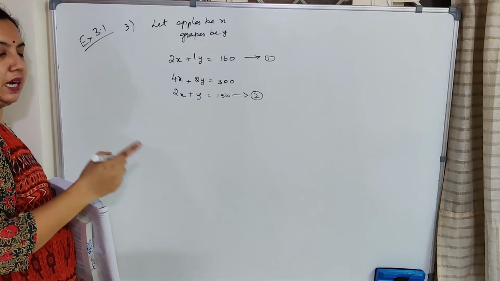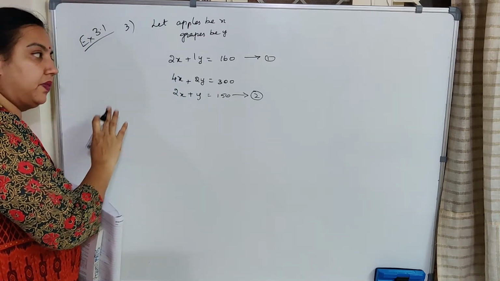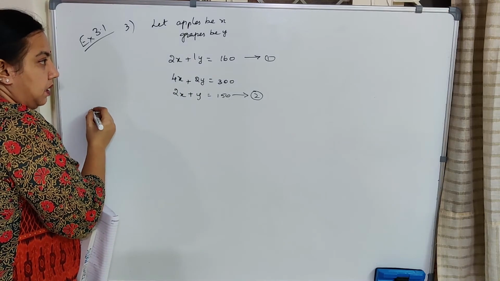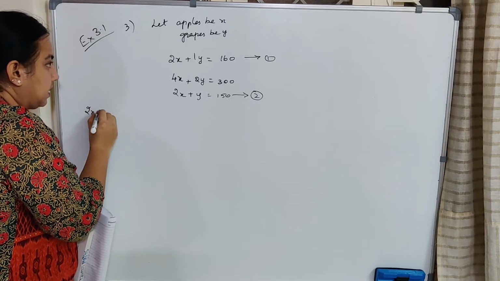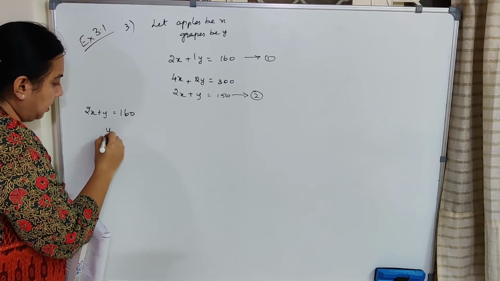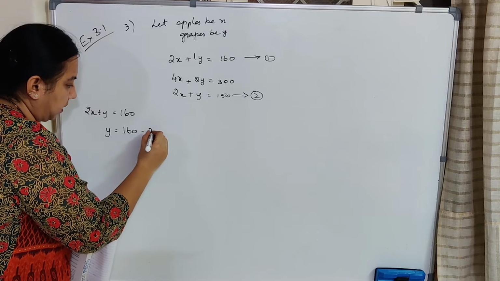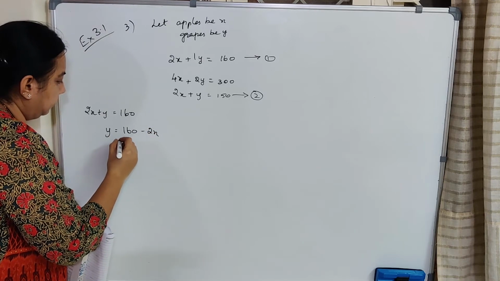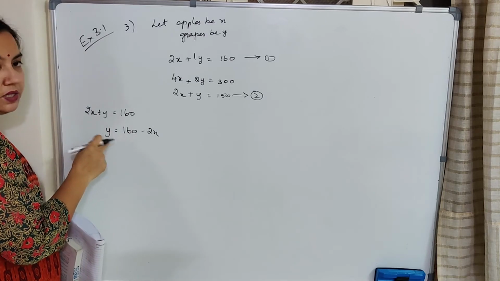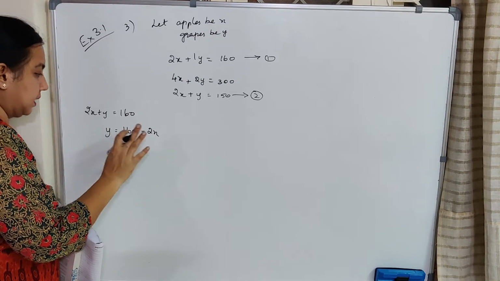And when I want to represent it graphically, I'll bring only y to the left hand side and take the numbers to the right hand side. So I'll take the first equation: 2x plus y is equal to 160, and I keep y alone on the left hand side. Y is equal to 160, and here the 2x becomes minus 2x, and that's it. Y doesn't have any coefficient. So y is equal to 160 minus 2x, that's it.